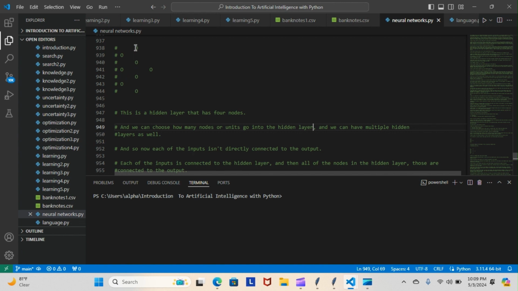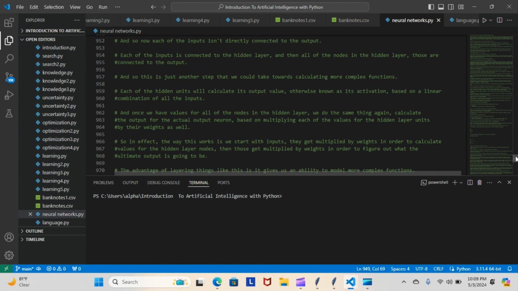And then in return, all of the nodes in this hidden layer here will be connected to the output. So there's that. And we can choose how many nodes or units go into the hidden layer, and we can have multiple hidden layers as well. So now each of the inputs isn't directly connected to the output. Each of the inputs is connected to the hidden layer, and then all of the nodes in the hidden layer, those are connected to the output. And so this is just another step that we could take towards calculating more complex functions.